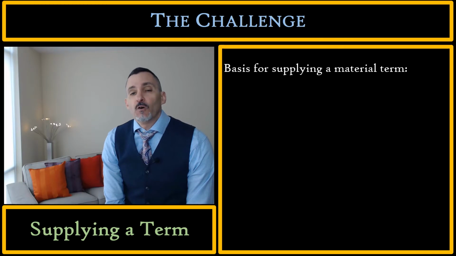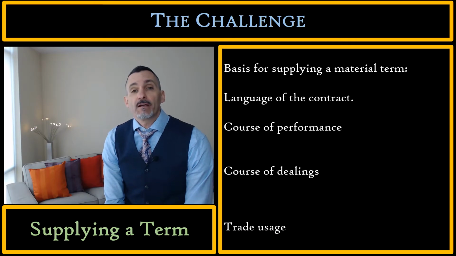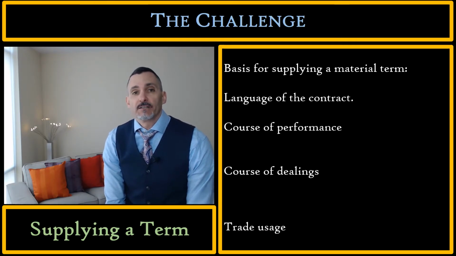So the court needs a basis to supply a material term. Where does that come from? Well, it may come from the language of the contract itself. Somewhere in the contract, the court might find a basis for supplying the material term. Otherwise, it can come from course of performance, course of dealing, and trade usage. We will see these terms a lot, so you should learn what they mean. Course of performance, course of dealing, and trade usage.